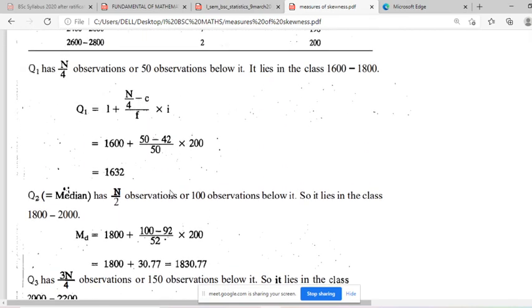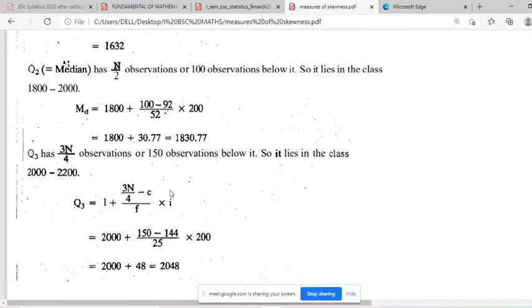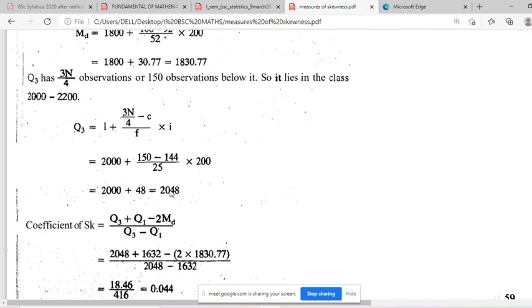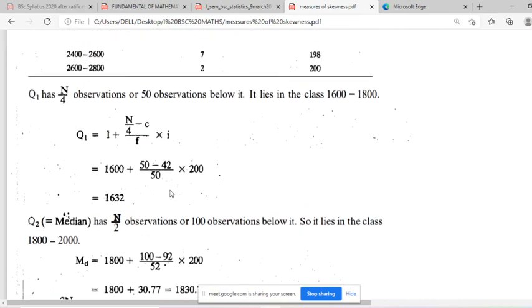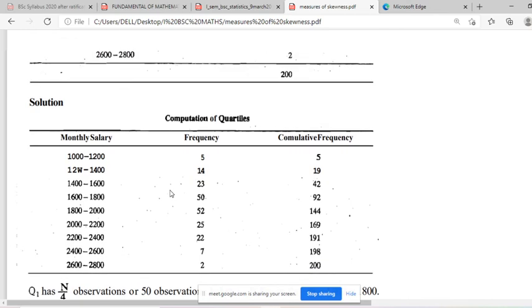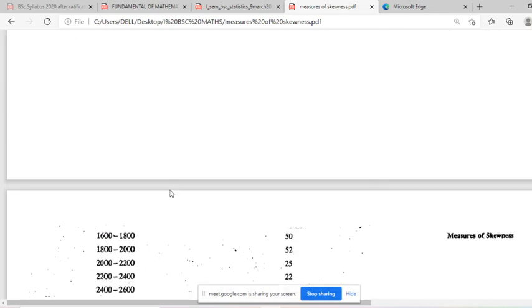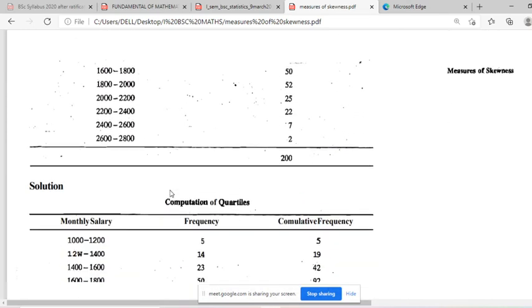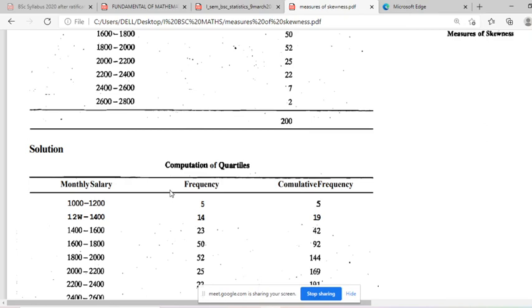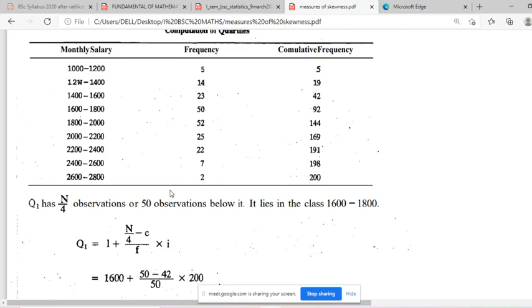You can expect some numerical problems in the examination for finding Bowley's measure of skewness or Karl Pearson's measure of skewness, etc. You have to do these three, four problems, the problems discussed up to now, today itself.